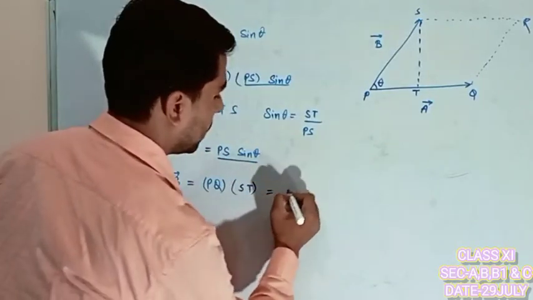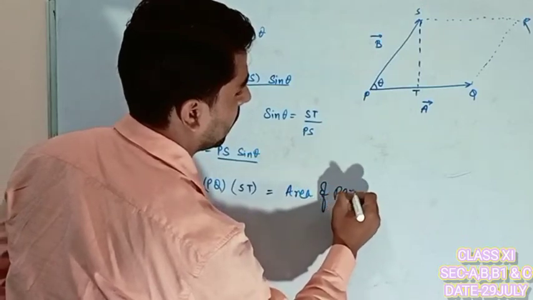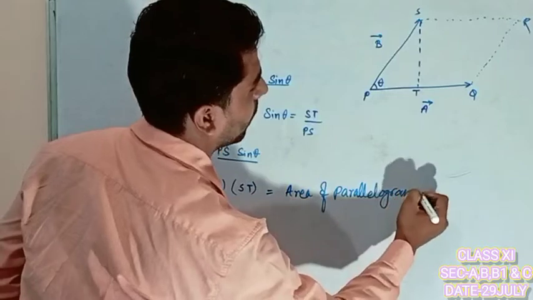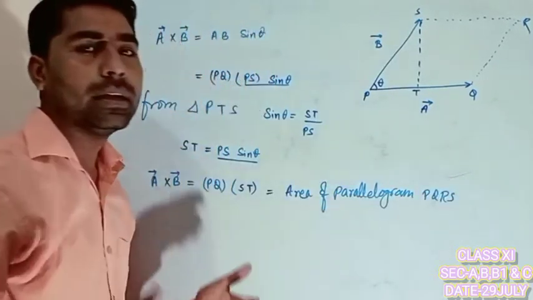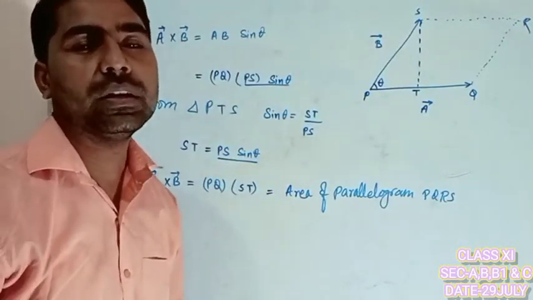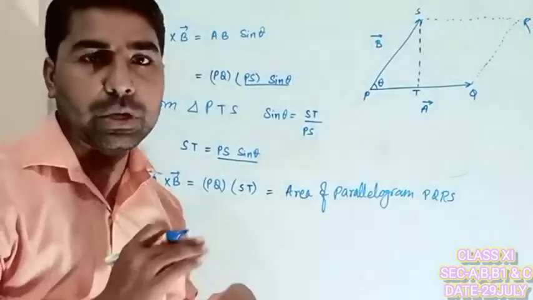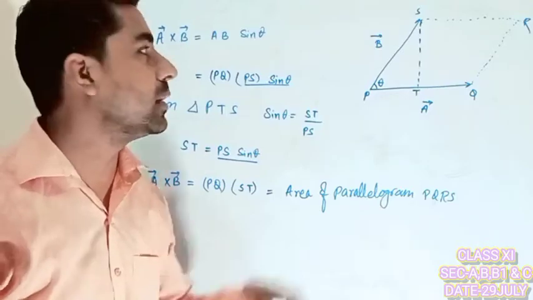It is equal to the area of parallelogram. What parallelogram? PQRS. This is looking like the area of the parallelogram, and the area of parallelogram is what? It is made by two triangles, two equal triangles. So the two equal triangles means the two triangles formed by this.